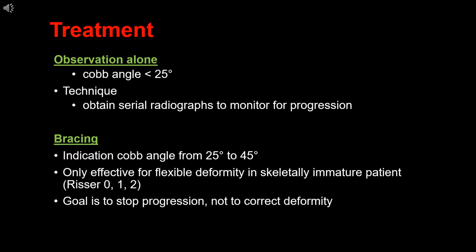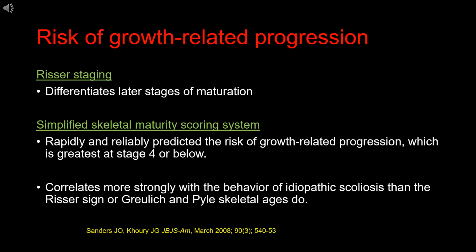With the bracing, you can prevent the progression to some extent, but you can't correct the deformity. Risk of growth-related progression: there are two types of systems. One is the Risser staging, and the other one is a simplified skeletal maturity scoring system. Risser staging differentiates later stages of maturation, but use of a simplified staging system has rapidly and reliably predicted the risk of growth-related progression, which is greatest at stage 4 or below. This system is reliable and correlates more strongly with the behavior of idiopathic scoliosis.